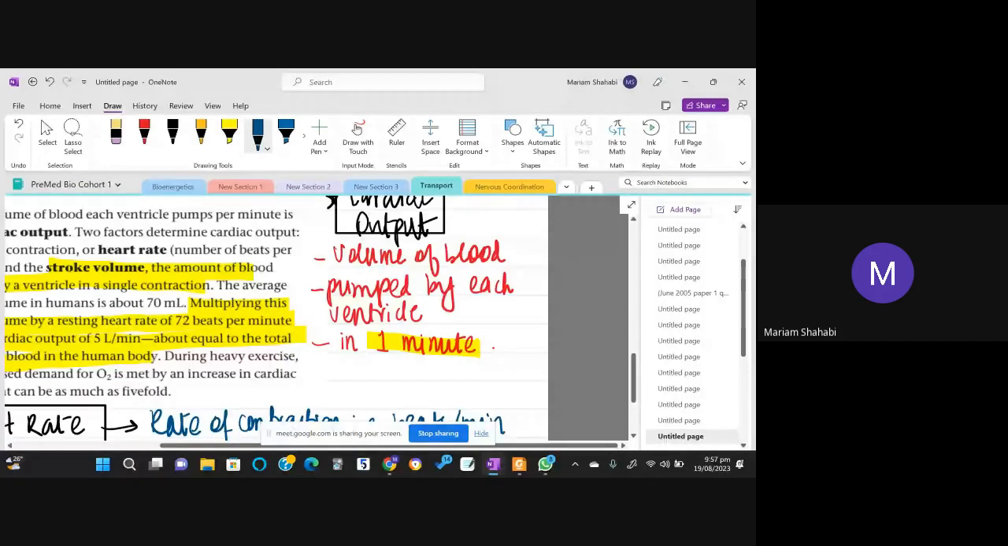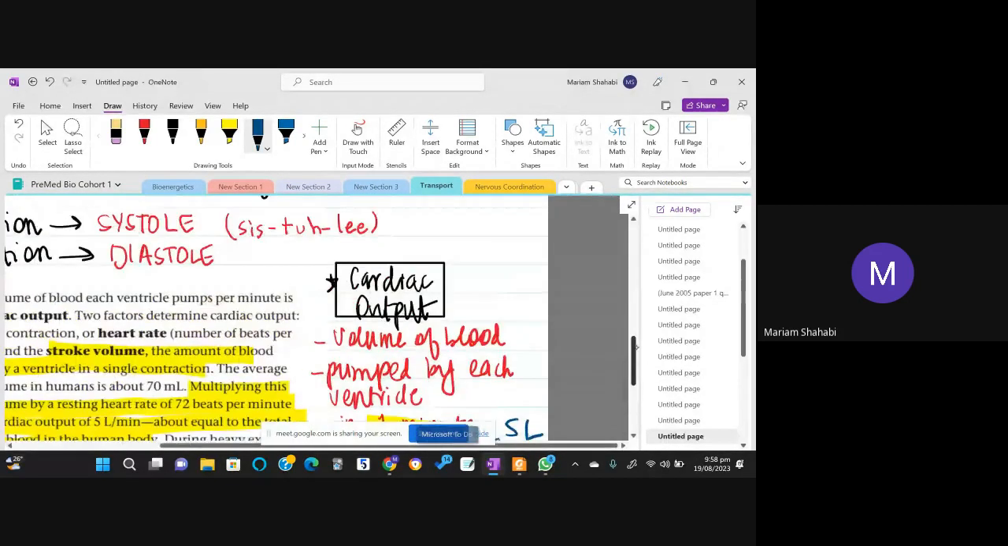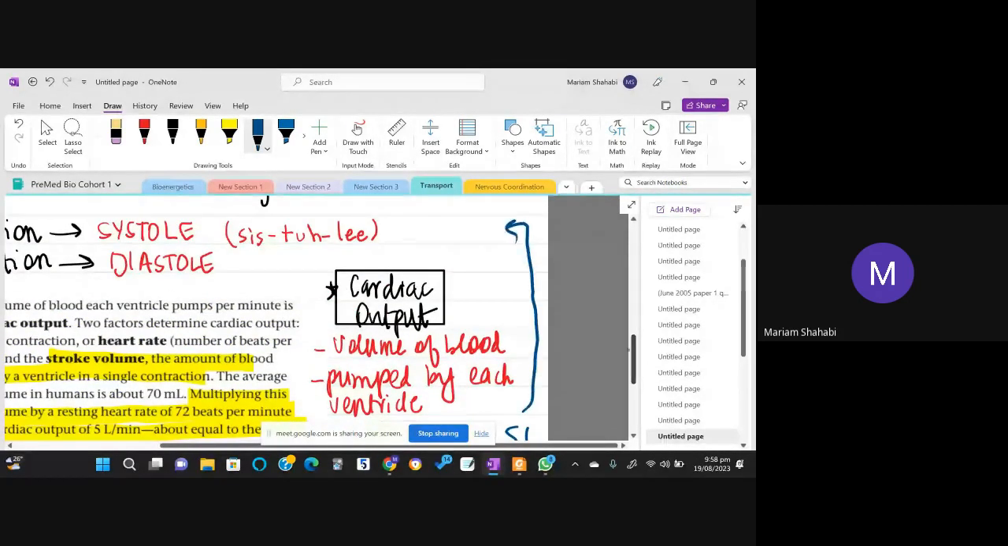See, 1 minute में कितनी contractions हो रही हैं? 72. And एक contraction में कितना blood pump हो रहा है? 70. So if you do the maths, it would be 5040 ml. Now that is roughly 5 liters. 5 liters is the volume of blood जो normally कहा जाता है, volume of blood in the entire body.